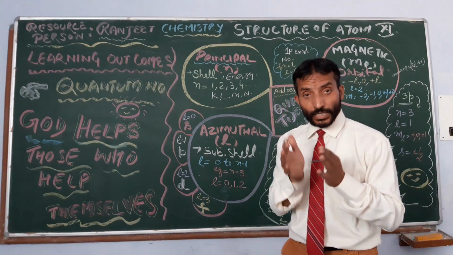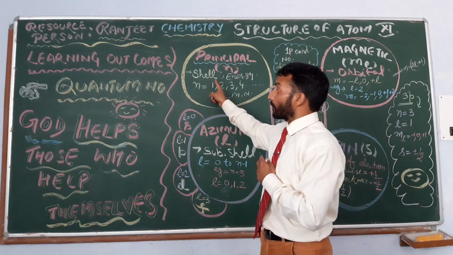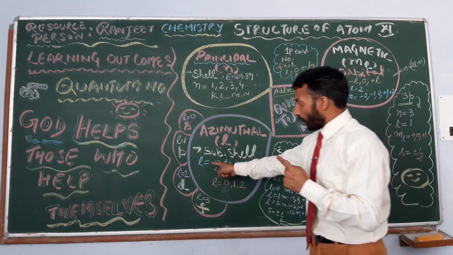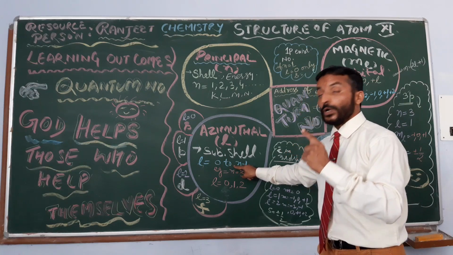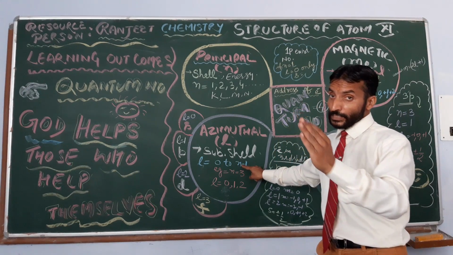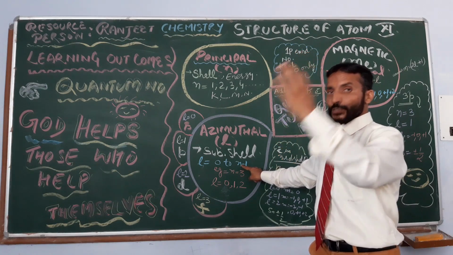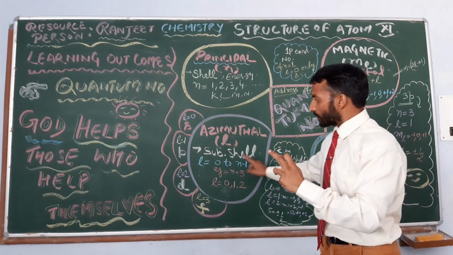How many subshells are there in a shell depends upon which number of shell it is, okay? And how is it dependent? l will have values 0 to n minus 1, means we start writing from 0, 0 is also included, and the last value will be n minus 1.